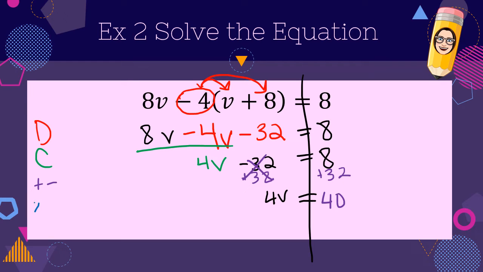And my last step, undo any multiplication or division. Instead of times 4, let's divide by 4. I get a nice clean v equals 10.